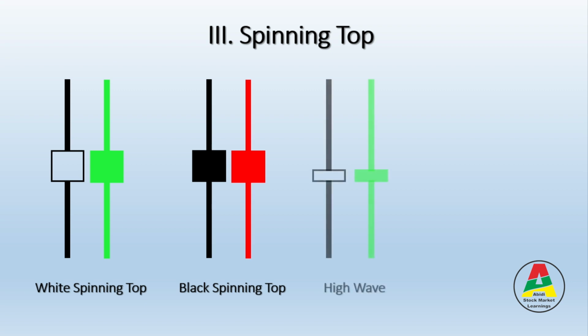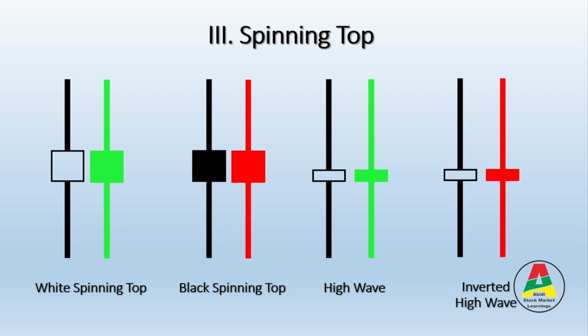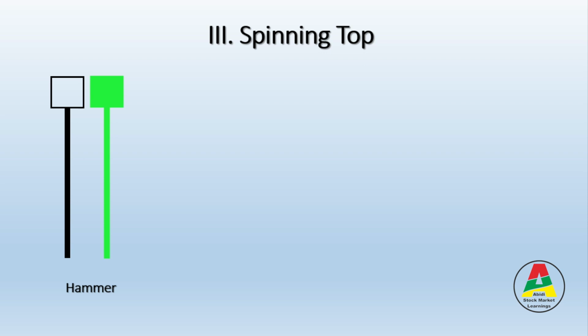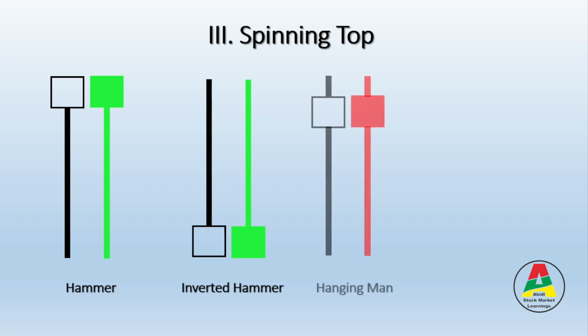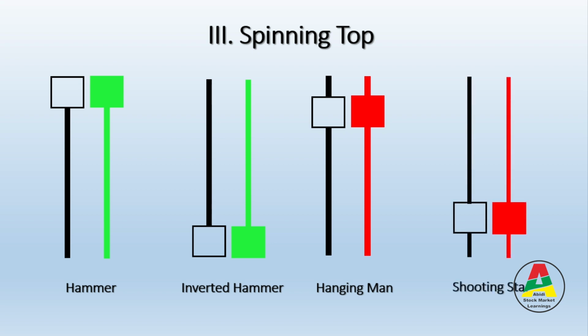High waves appear as a long line. The shadows are three times longer than the body. Inverted high waves appear as a long line. Shadows are three times longer than the body. Hammer appears as a long line. Inverted hammer appears as a long line. Hanging man appears as a long line. Shooting star appears as a long line. In each case, shadows are three times longer than the body.